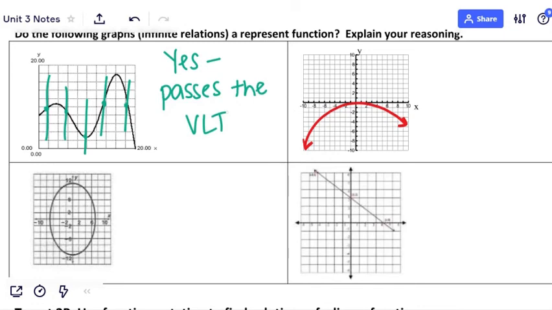What do you think about the next example? If you draw vertical lines, will this intersect the graph more than once? The answer is no. Every time we draw a vertical line, it only intersects the graph at one point. So that means this is a function, passes the vertical line test.